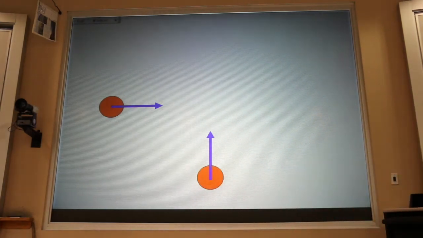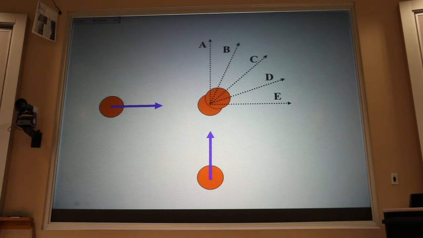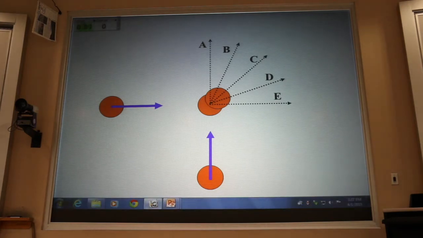So if I have these two hit and stick together, which direction are they going to go off at with your clicker, please? And leave your clicker out. We're going to do about 5 of these.